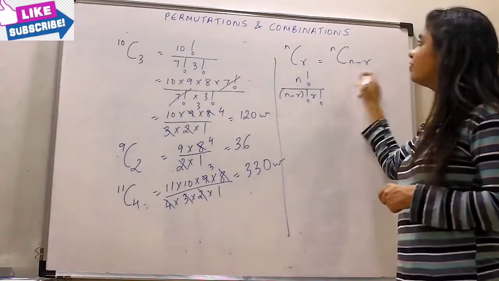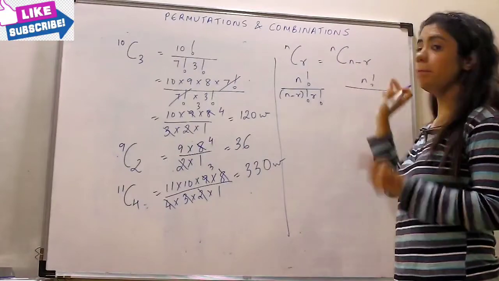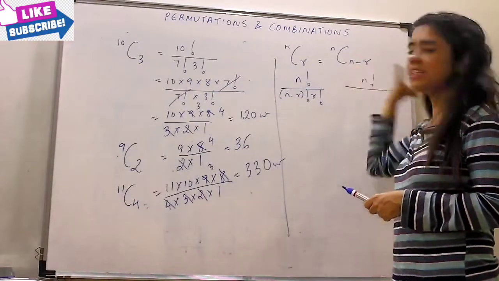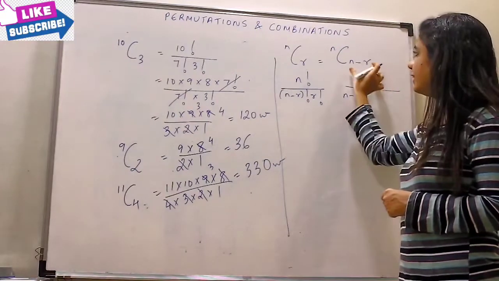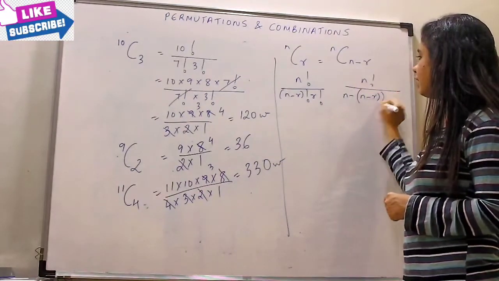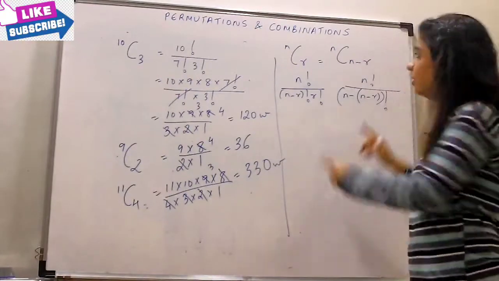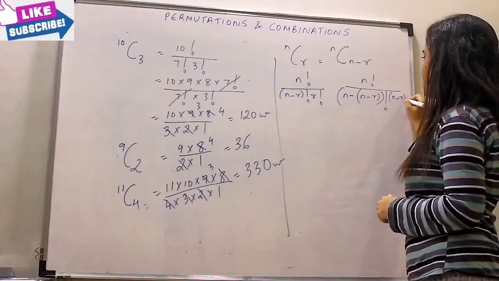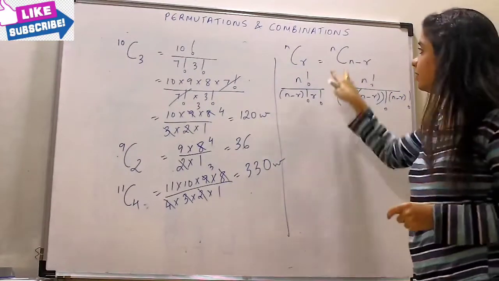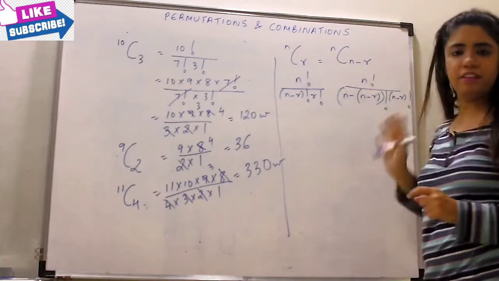What will be the formula for this? It will be n factorial upon n minus, this entire thing is my r. So understand, it will be n minus this entire thing, n minus r factorial into r factorial, right? So this entire thing is my r, so it will become n minus r factorial. You understood? This is the entire thing in r, so it becomes n minus r factorial.